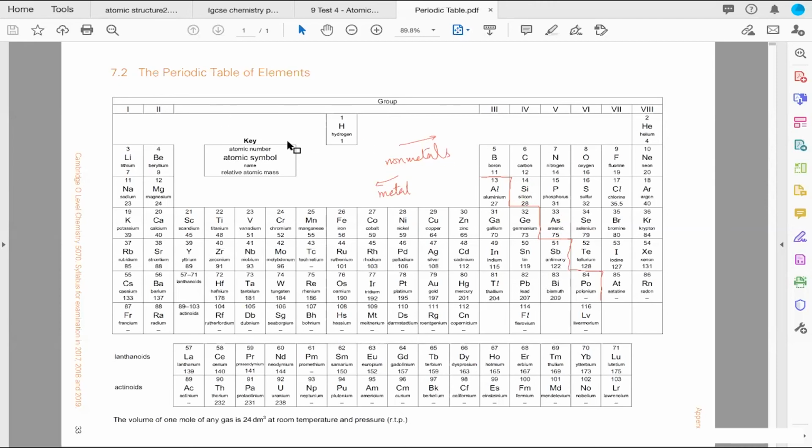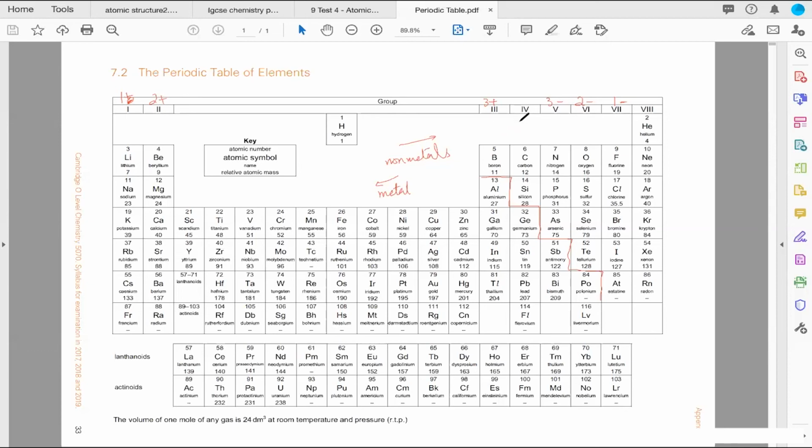Now, how does the charge relate to the group number? Group 1 will lose 1 electron and become 0, so that means 1 positive every time. This will become 2 positive. This will become 3 positive. This will become 1 negative because it's gaining 1 electron. It has 7, gains 1 electron, becomes that. Group 6 gains 2 electrons, so becomes 2 negative. Group 5 gains 3 electrons, becomes 3 negative. Why? Because it wants to get to 8. 0 or 8. Those are the two preferences that I have.